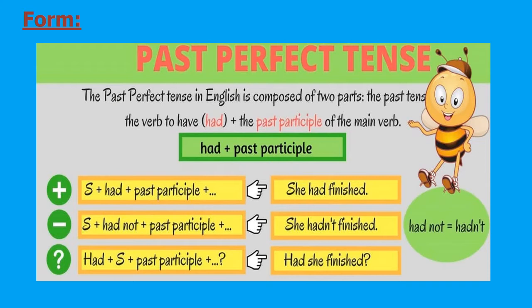The negative sentence will be had not or hadn't plus past participle. She hadn't finished. Yes, no question, starting with the auxiliary verb, subject, and verb. 3 steps to form any yes, no question. Here in the past perfect will be had plus subject plus past participle. So the question will be, had she finished?